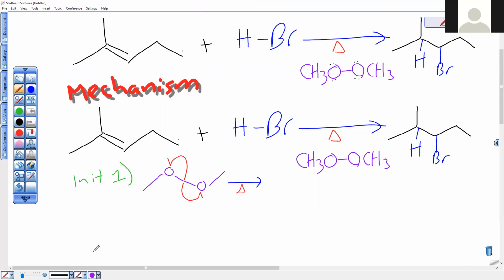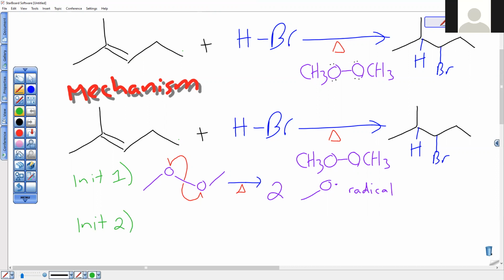And what we have here, 2 methyl oxygen radicals. That's a radical. Has an unpaired electron. Now, that's a fairly polar radical. So it's looking to grab an H that's on the positive side.